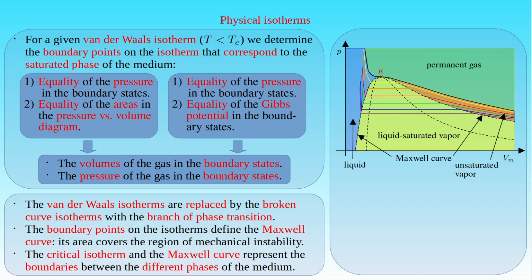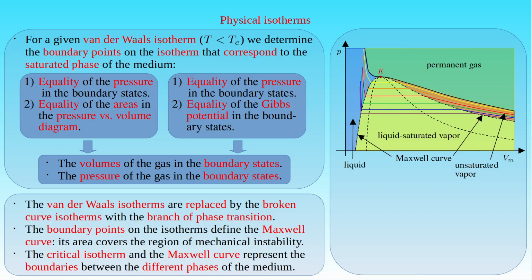The critical point K divides the critical isotherm and the Maxwell curve into two parts or branches. The blue area representing the liquid state of the medium is bounded by the left-hand branches of the critical isotherm and the Maxwell curve, whereas their right-hand branches form a boundary for the left-hand side of the orange region of unsaturated vapor. The yellow area under the Maxwell curve is the domain of the phase transition of the medium, where it exists in the mixed phase of liquid and saturated vapor.